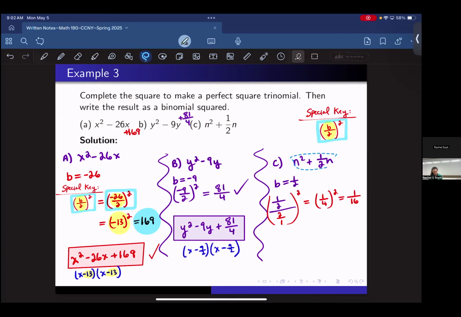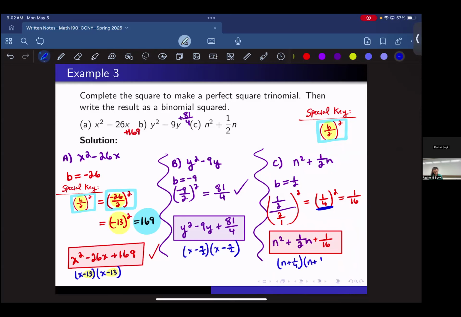So our final result is n squared plus 1/2 n plus 1 over 16. If you once again wanted to factor, that's just n plus 1/4 in parentheses n plus 1/4. Right. This question was just asking for the boxed answers. Right below the boxed is me taking it that next step further.